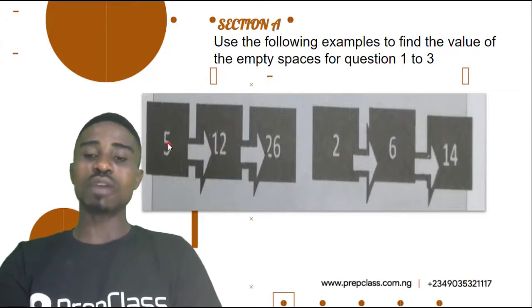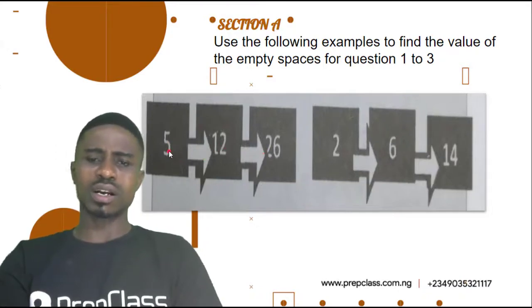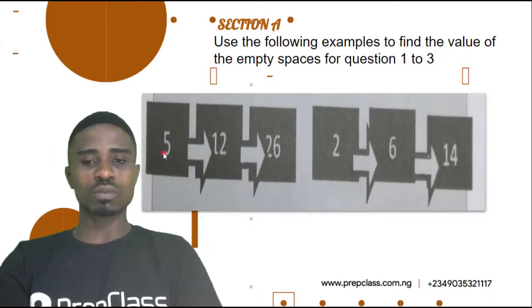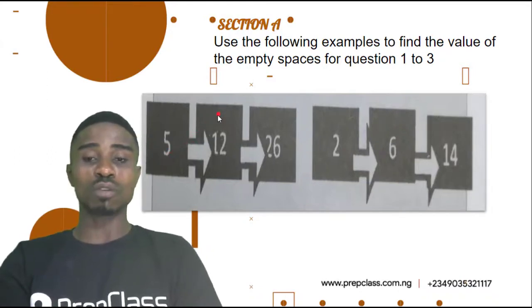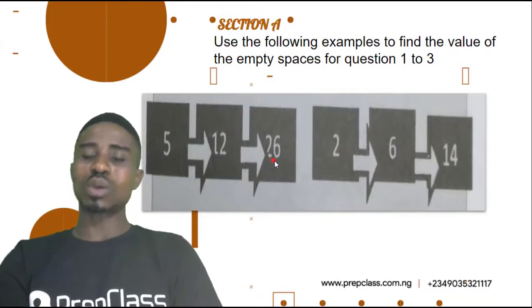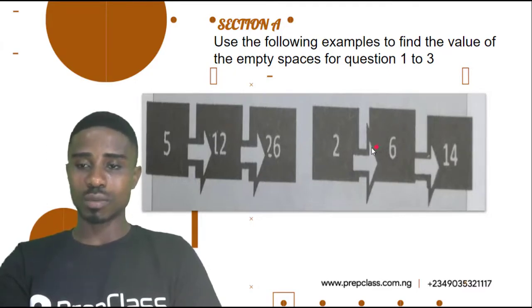So we have 5, 12, and 26. So we would say 12 minus 5 will give us 7. That's true. 7 times 2 will give us 14. That's also true. And 14 plus 12 is equal to 26. That looks very correct. So we are going to test it on this other example. If it comes out fine, then that would be our guide to solving questions 1 to 3.